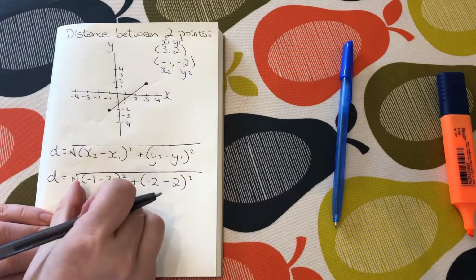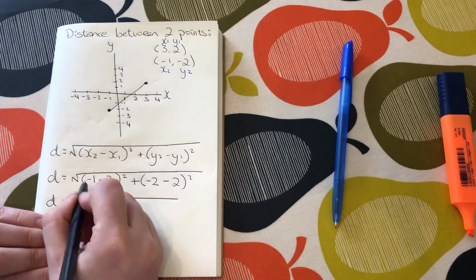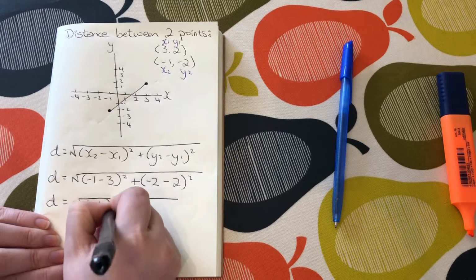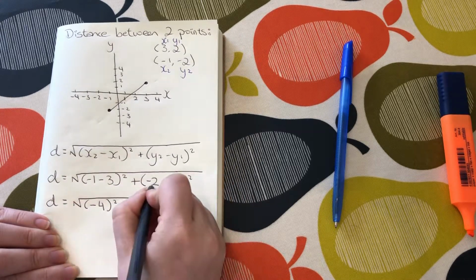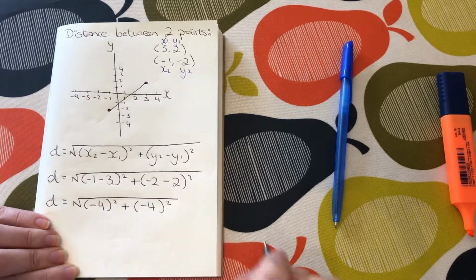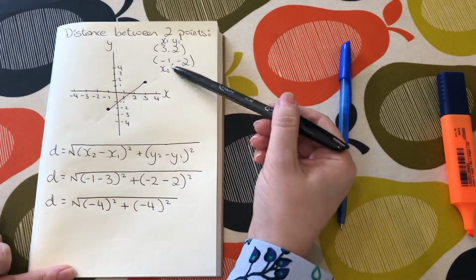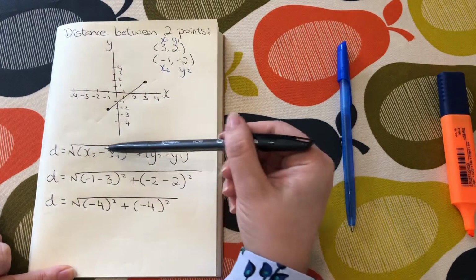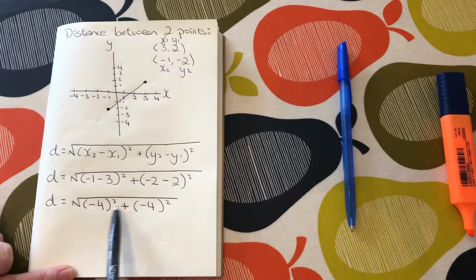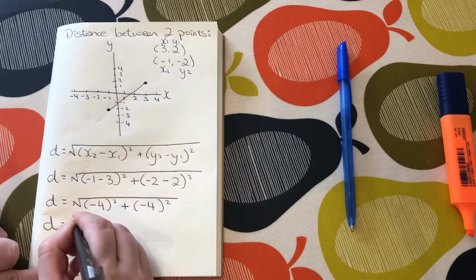So do what's inside the brackets first. Remember your BIMDAS. So we have the square root. What's -1 minus 3? That's going to give us -4 squared plus -2 minus 2. That's also going to give us -4 squared. So this is how they want you to lay everything out. Label. Write down the formula. Sub in these 4 coordinates. Work out what's inside the brackets. Then work out the next bit.